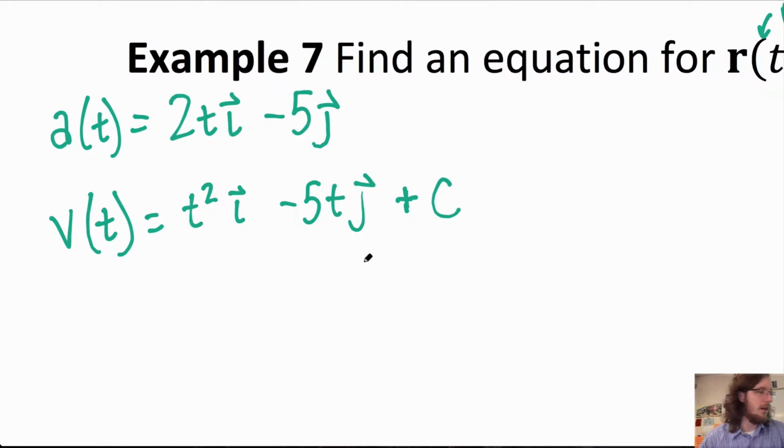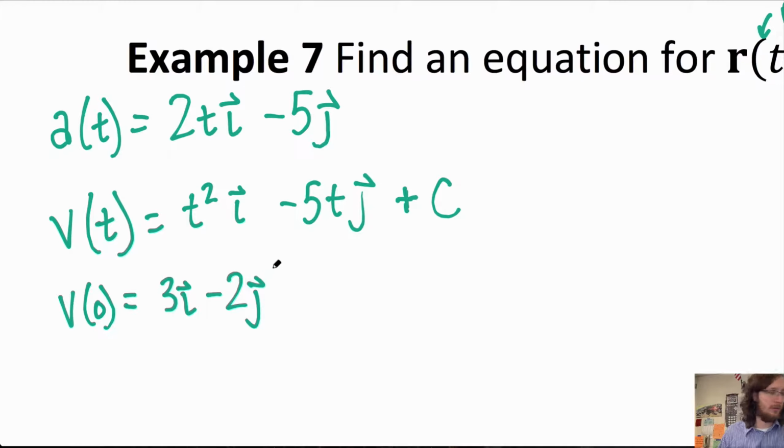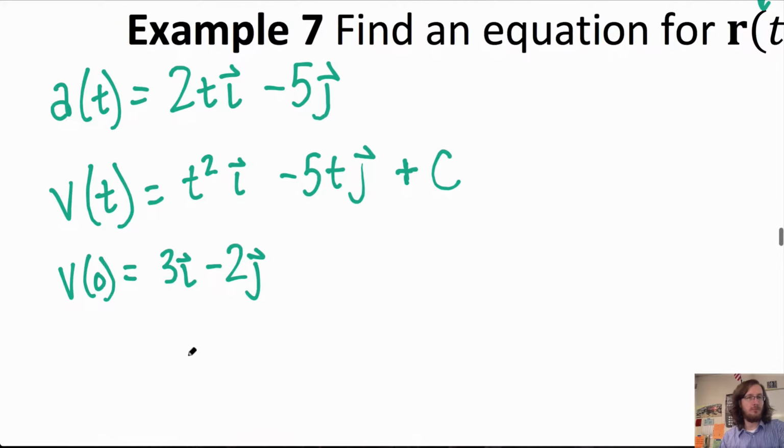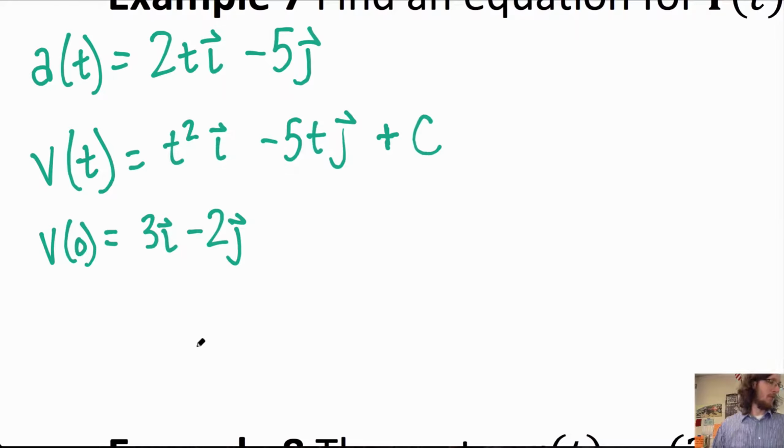Okay, so notice in the last example we had a definite integral, so we didn't need to worry about our constant c. Here we don't, so let's consider some extra part to this. And to find what this is, they tell us that our v naught is 3i minus 2j. So we can use that to find out what this extra constant is out here.